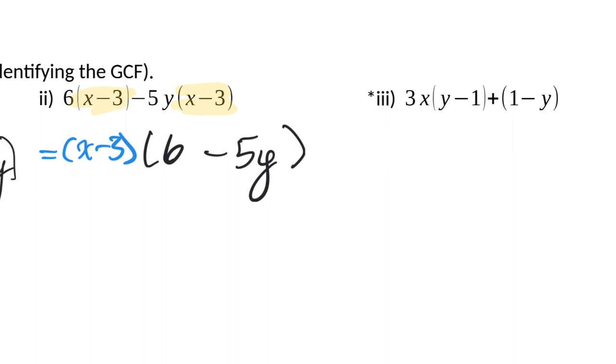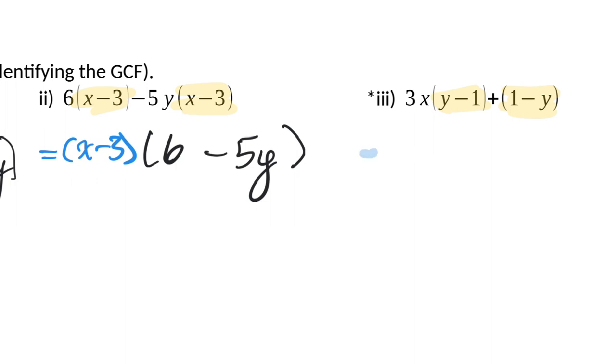The reason why it's important is because when you take a look at this y minus 1 and this 1 minus y, they're almost identical, aren't they? The only issue is that y is positive in the first one, but it's negative in the second one, right? And negative 1 is negative in the first one and then positive in the second. So it's a difference of minus 1.